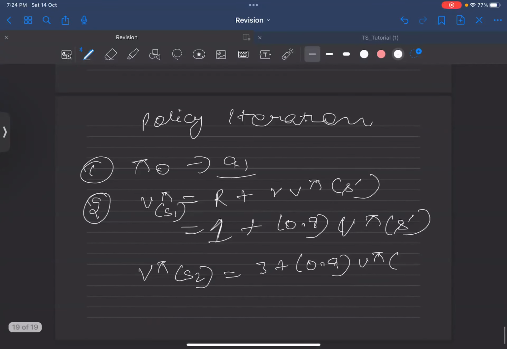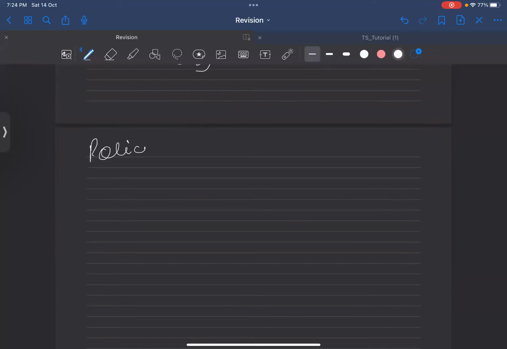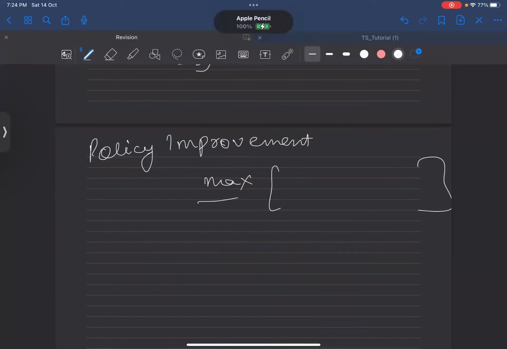So I can solve this equation. I can get the value, and then I'll do the policy improvement by taking which one will be the max one. This is how it works basically. First of all, any random policy, evaluate the policy, and then policy improvement is there. Okay, I'll just complete it.